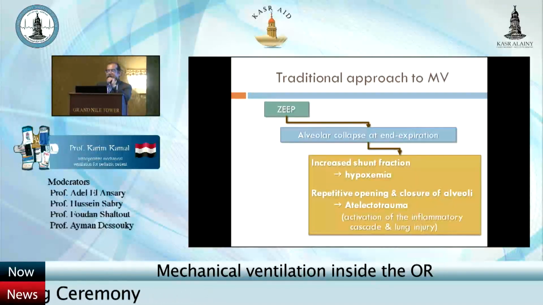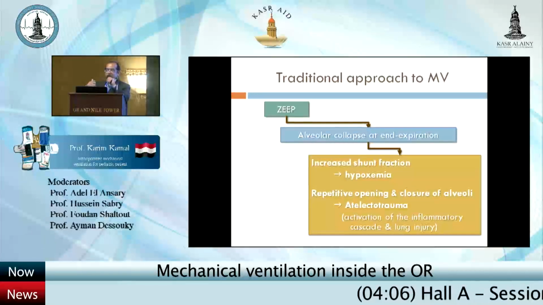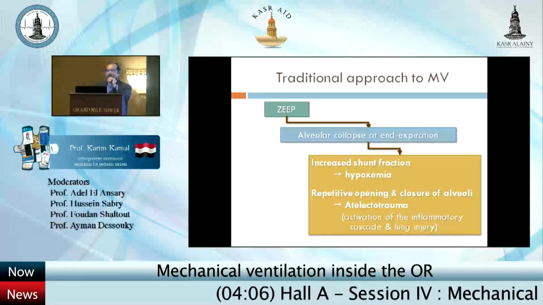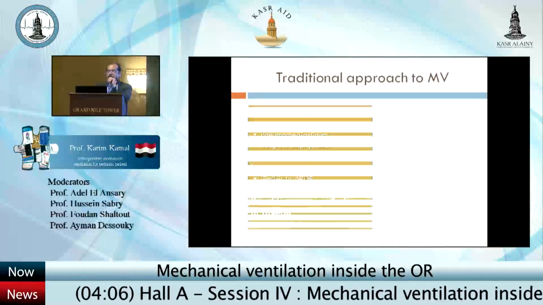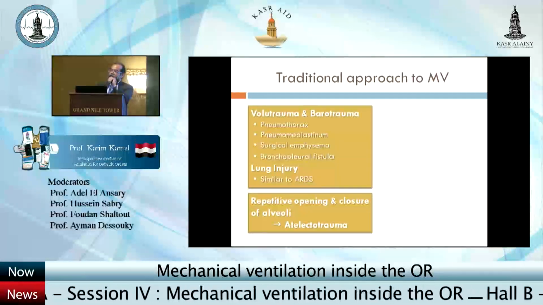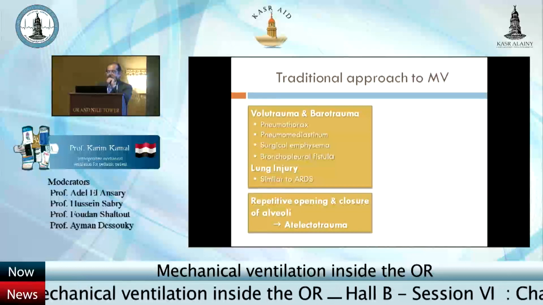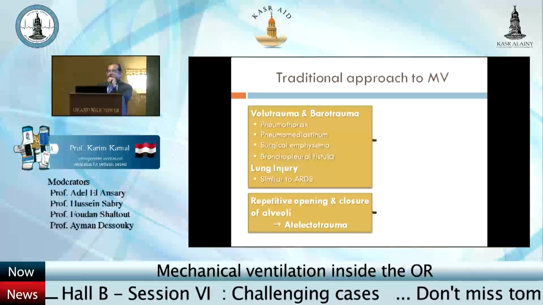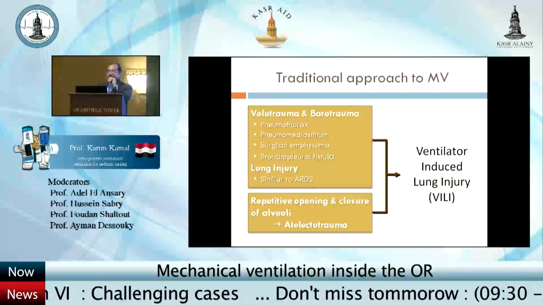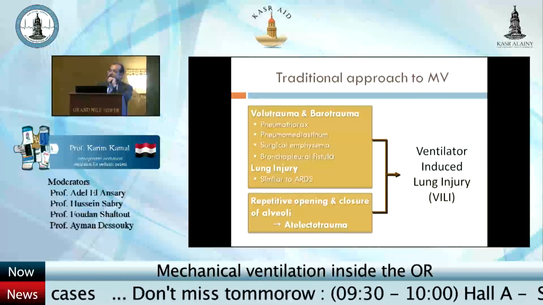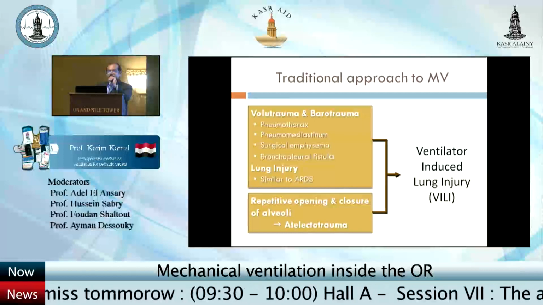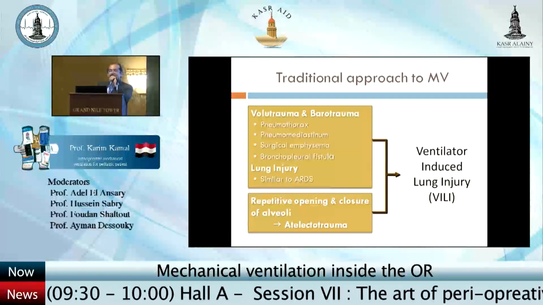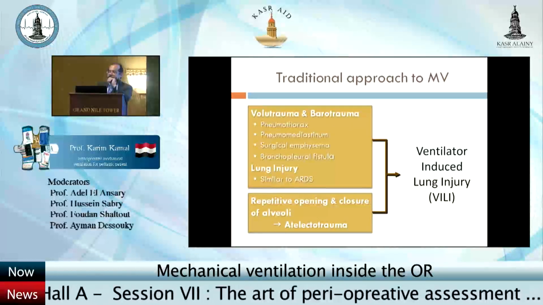fraction, more hypoxemia, as well as the repetitive opening and closure of alveoli, which led to what is known as atelectotrauma because of the activation of the inflammatory cascade and lung injury. So all of this trauma, the volutrauma and barotrauma caused by alveolar overdistension, and the atelectotrauma caused by alveolar collapse, all of this constituted what is known as ventilator-induced lung injury, which is a very serious issue. You are putting the patient on the ventilator to help him, not to cause him more injury.